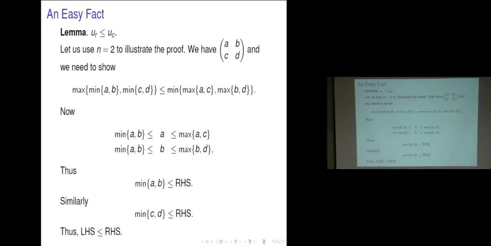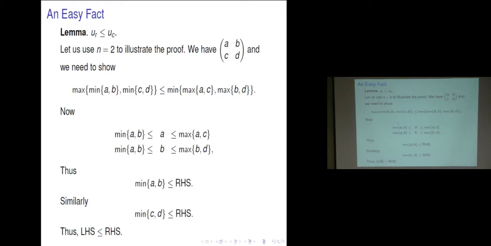Okay, so let's try. The argument goes like this. First, look at this term, the min of A, B. The minimum of them is less than or equal to any one of these, right? Because you always choose the minimum. So the minimum of this is less than or equal to A, for example, because you always choose the lower one. Now A is obviously less than the max of A and C, right? Because you always choose the bigger one. So this is true, you agree.